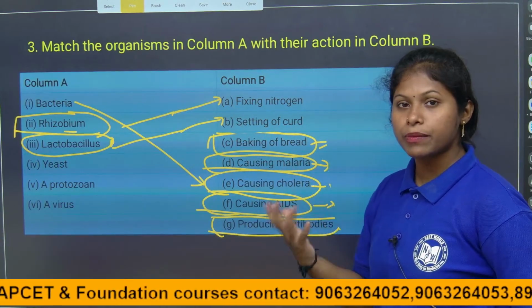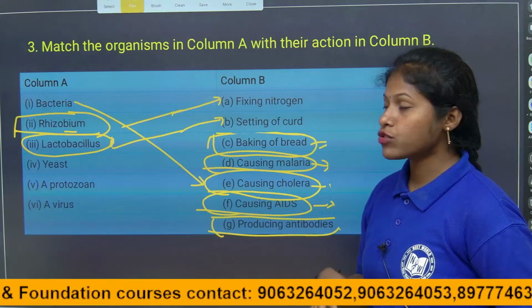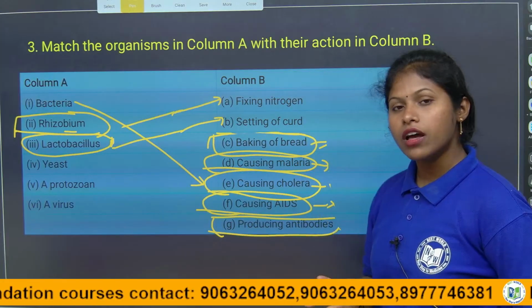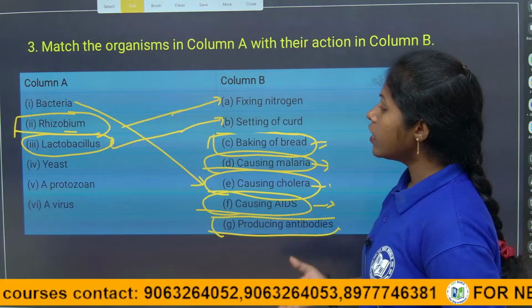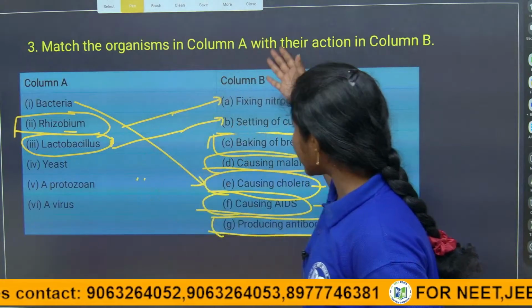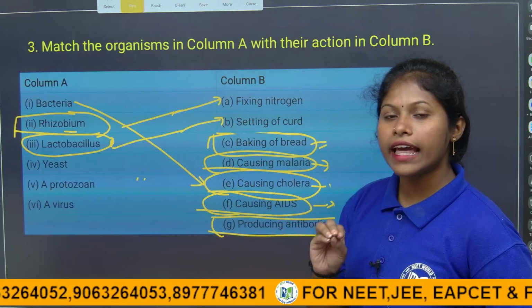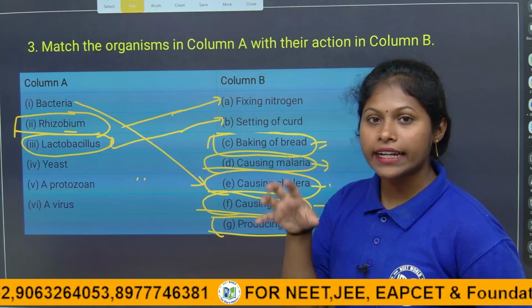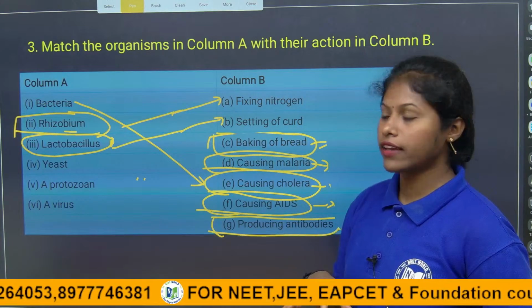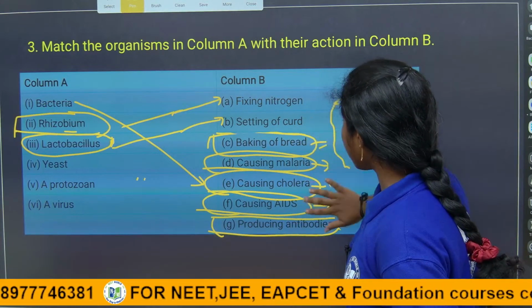This is how we make mistakes in the examinations, friends. So we have to be very careful when we are analyzing the question. You see here they have given only 6, and here they are giving 7 options. So in this type of questions we have to analyze. We have to read the entire question, the entire match the following. Thereby we can keep the right answers for it.